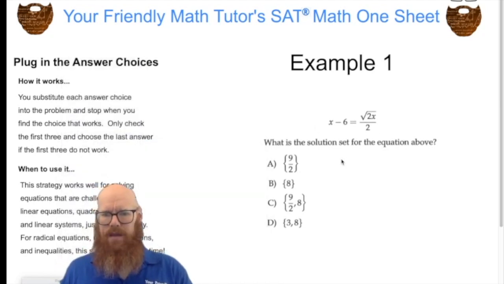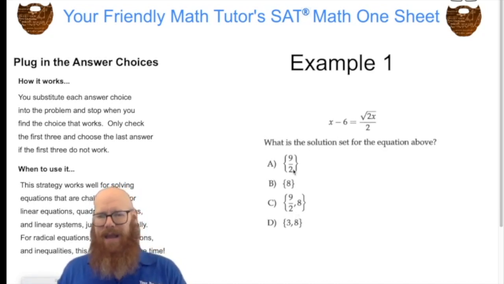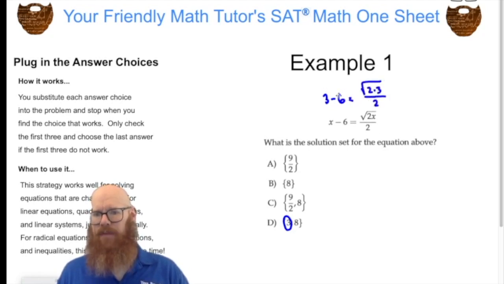It says, what is the solution set for the equation above? Instead of solving this equation, where we would have to square both sides, and that could take a while, I'm going to just check the answer choices. And I'm going to do it in a way where I can easily check some answer choices without even plugging it into the whole thing. The first way to see that is the answer choice 3. I can easily see that 3 minus 6 is a negative number. There is no way that a negative number is going to equal the square root of a number divided by 2, because the square root of every number is positive and dividing that by 2 is positive. So 3 automatically doesn't work.